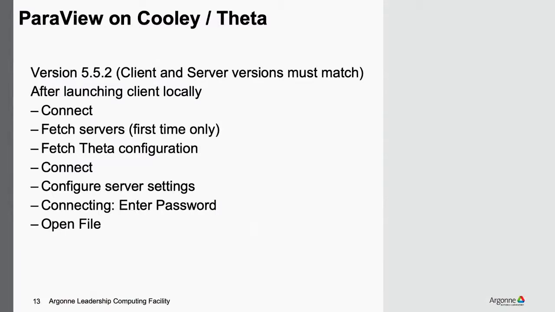So I'm briefly going to walk through the process of running ParaView on Cooley and/or Theta. The process is similar but not exactly the same for Visit. Currently, the most recent version of ParaView that we have on Theta and Cooley is 5.5.2. 5.6 has been out for a little bit, and 5.7 is in the near future, so we'll get those out relatively soon.